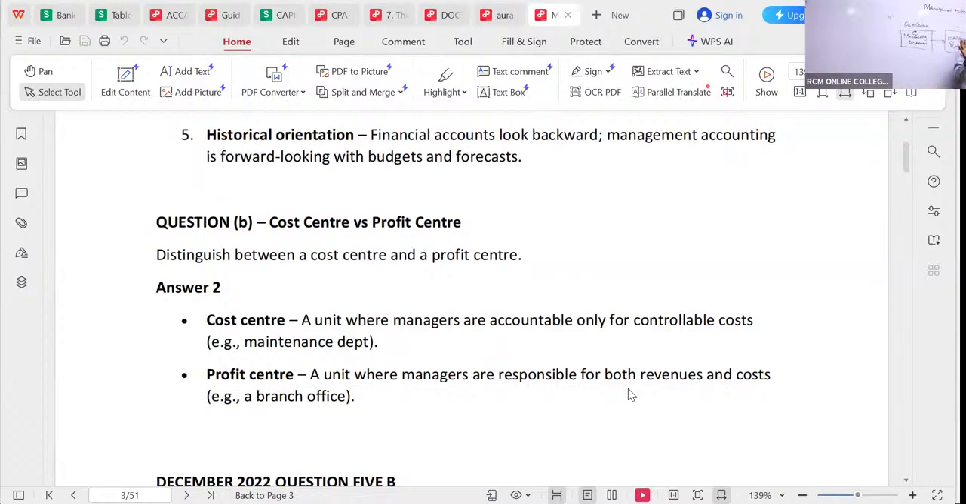A cost center, we are reading there, is a unit where managers are accountable for controllable costs. Even if you forget the word controllable, you say that we will only be accountable for costs, because we don't have access to external customers. The only thing we know are costs. And then we have a profit center, a unit where managers are responsible for both revenues and costs.